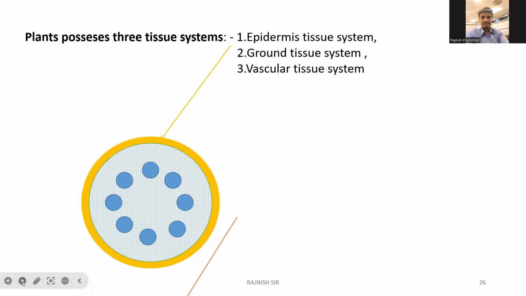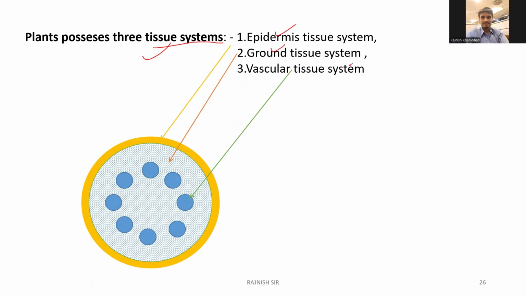Next portion is the tissue system of plants. In the plant, we can see only three tissue systems. One is called the epidermal tissue system. Second is the ground tissue system. And third is the vascular tissue system. Now, the epidermal tissue system means this outer portion, called epidermis. Then the whole portion inside the epidermis, this empty portion, is known as the ground tissue system.